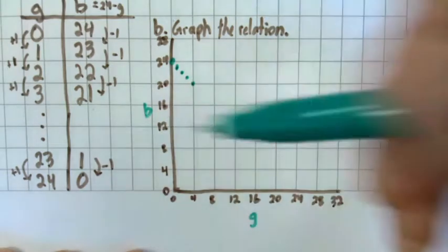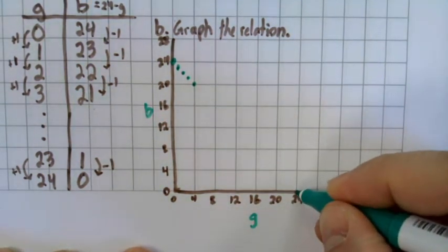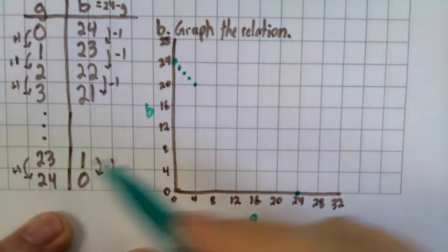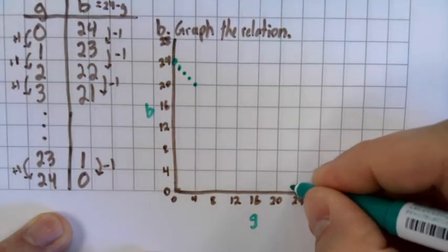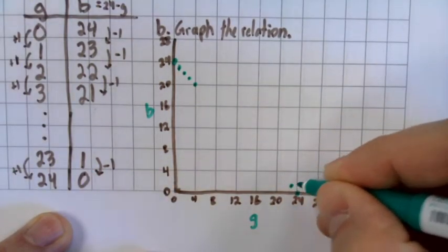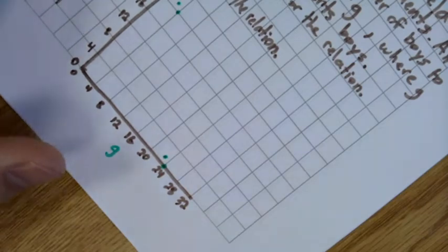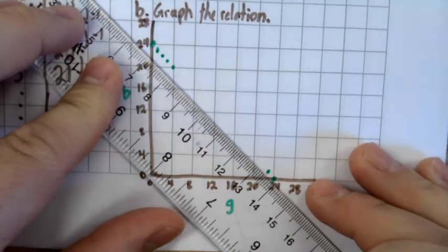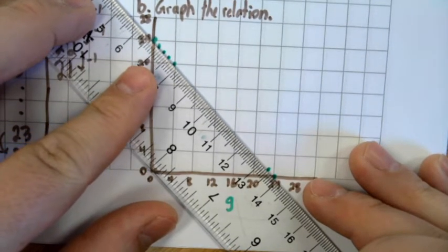Let's do these ones down here. When girls was 24, boys was 0. When girls was 23, boys were at 1. So it's going to be right here. And what we're going to notice is since it's a linear relation, if I take my ruler and place it on these dots, it's going to be exactly in line with all of them.